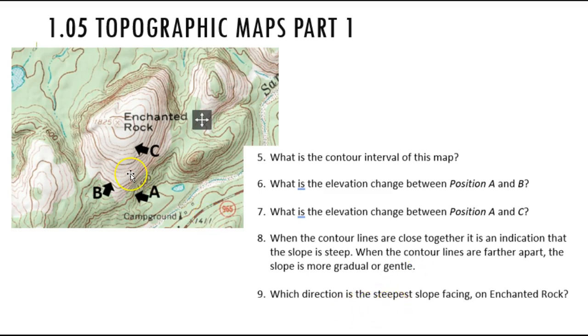Which direction is the steepest slope facing on Enchanted Rock? I want you guys to look and really notice. This is north, east, south, west. There's a northeast, a southeast, a southwest, and a northwest. If we come around here on this map, look for where the contour lines are so close together they're almost blurry. Okay? We want really, really close together contour lines, so they almost look like a red blob or a brown blob of some sort. Look right around this Enchanted Rock.